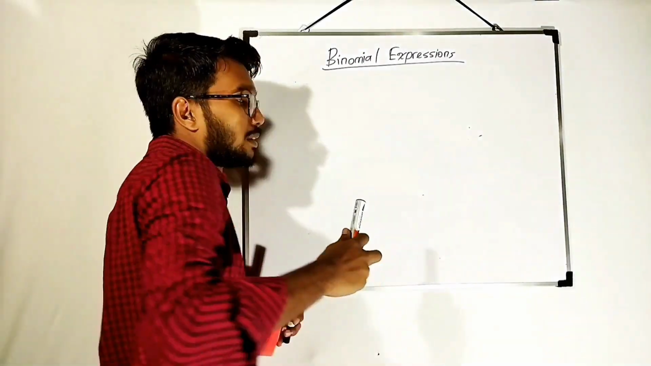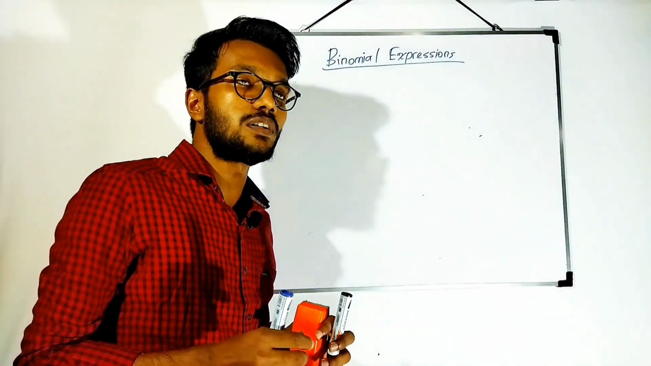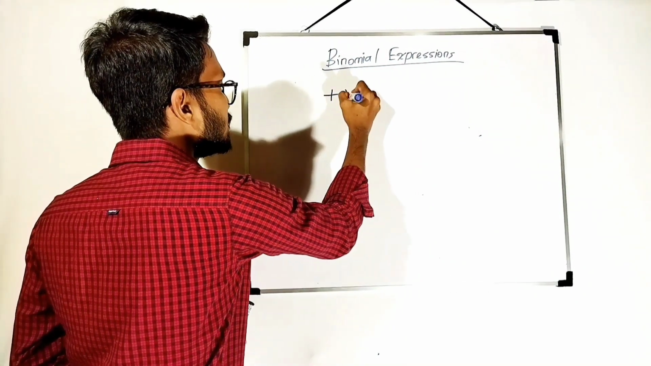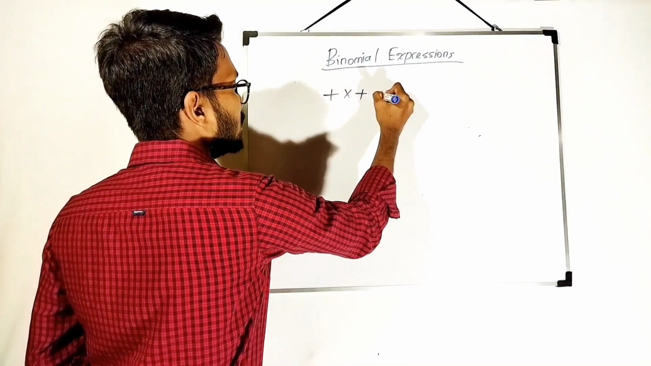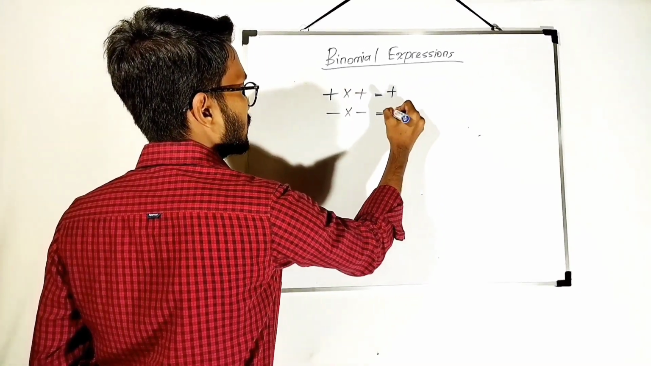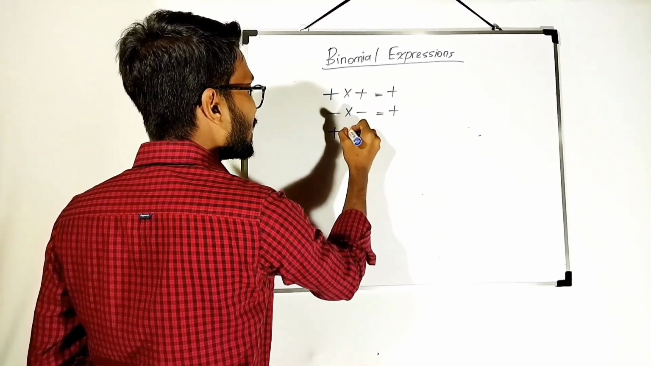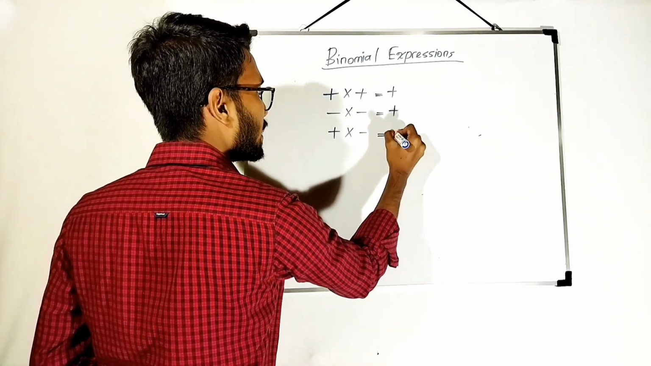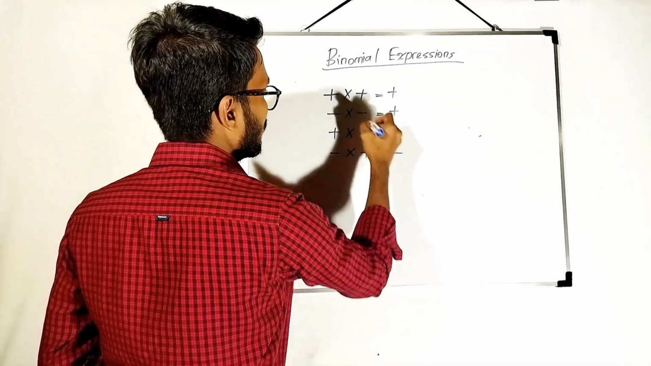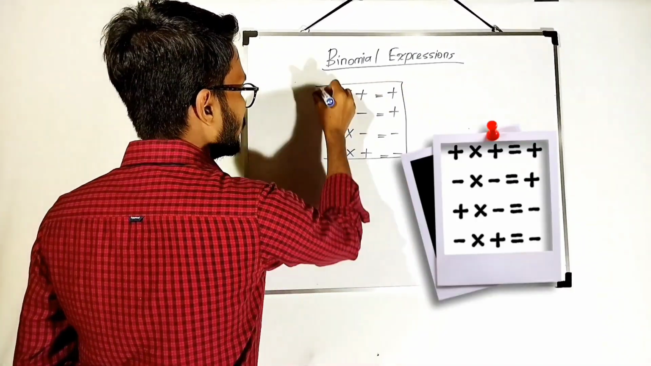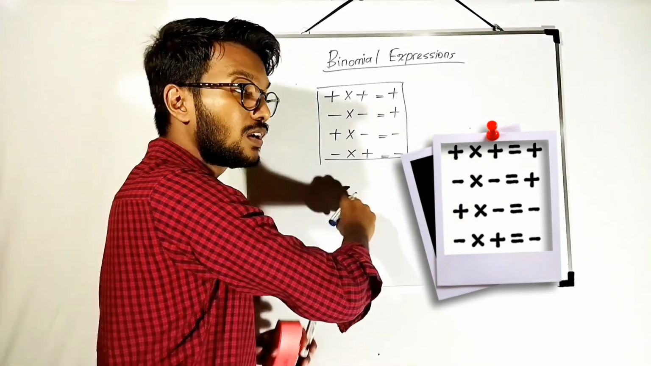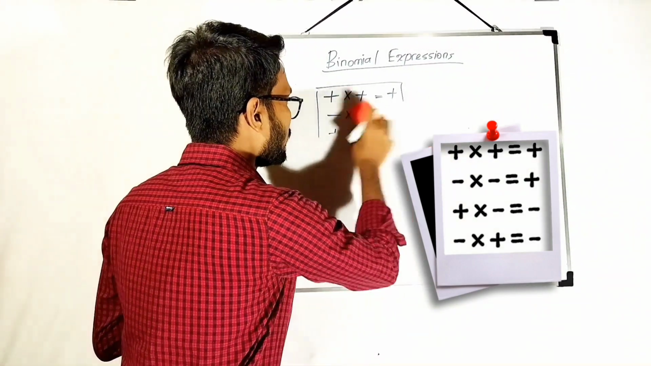Binomial expressions. Before this we need to learn one basic thing: if we are multiplying same symbols, that equals plus. If you are multiplying different symbols, that equals minus, right? You need to remember this. This is a very important thing, and after that I'll teach you another one.